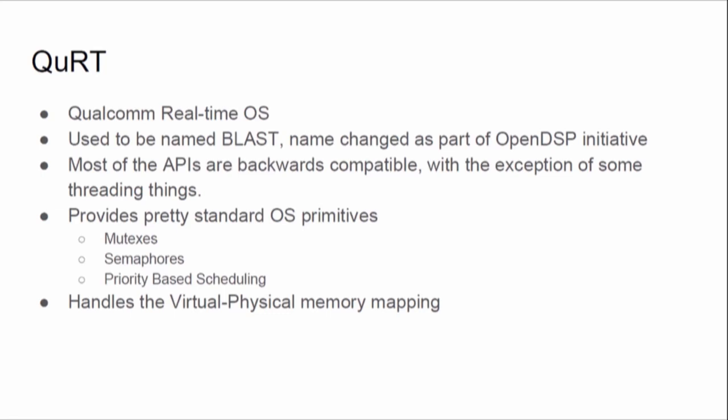So they actually expose this to application developers. If you think your algorithm will run better on a digital signal processor for some audio tricks you're trying to do, you actually have access to this in a limited capacity. Most of the APIs are, again, backwards compatible, so they don't have to change as much software. Some of the threading stuff changed a little bit, but a lot of it's pretty much the same. It's a pretty mature real-time OS as far as real-time OSs go. You have mutexes and semaphores, same kind of priority-based scheduling you see across a lot of these. But it does actually have memory protections, and the operating system itself handles the virtual-to-physical memory mapping.